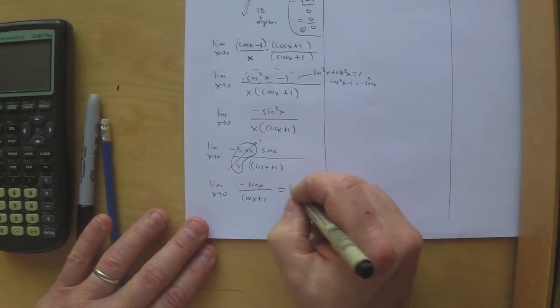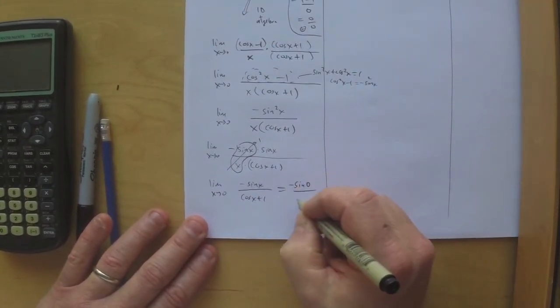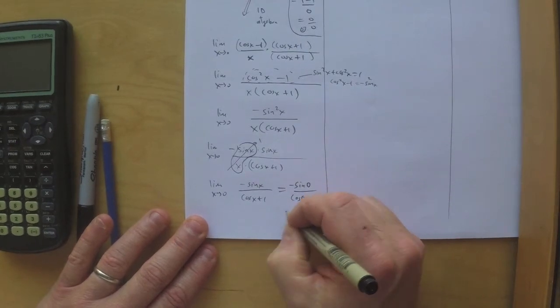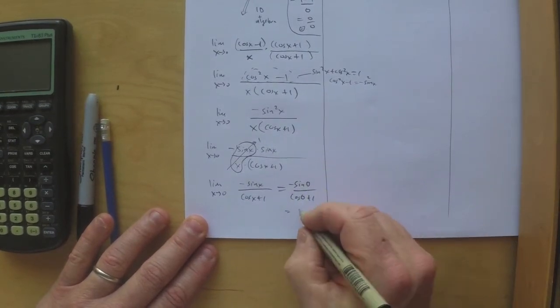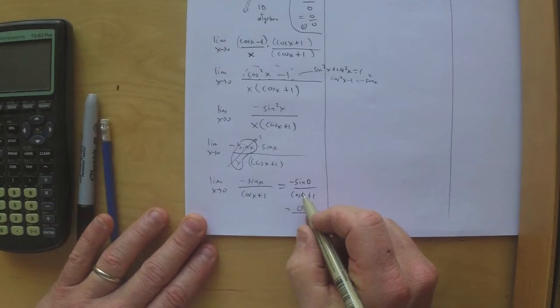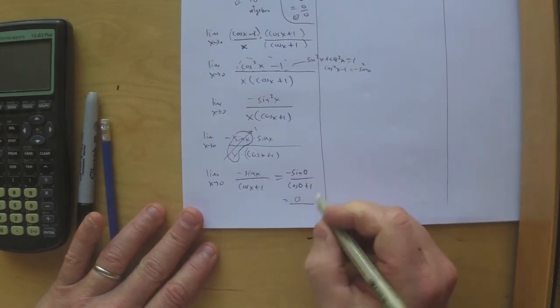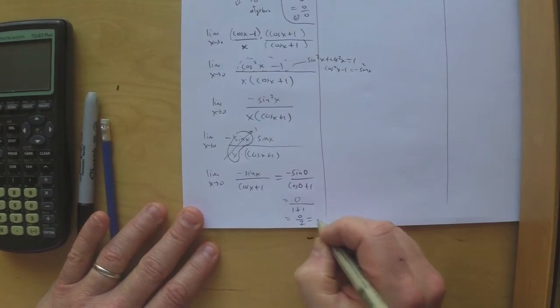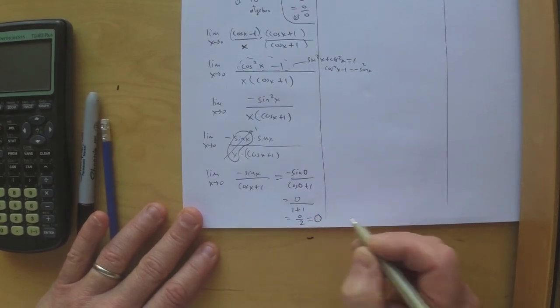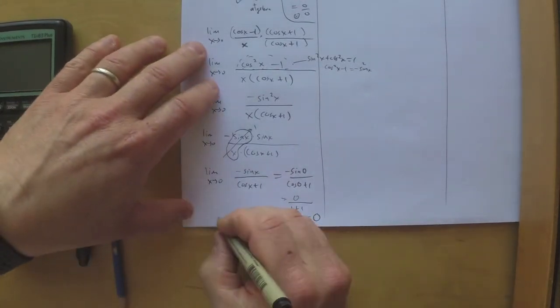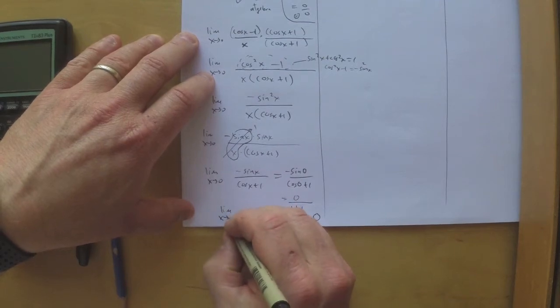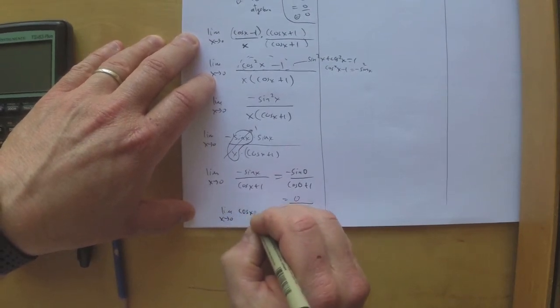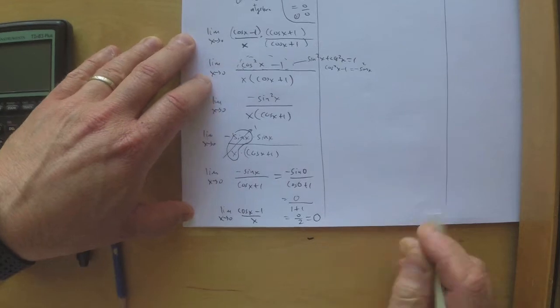Please, please, please, when I plug in 0, give me an answer. Negative sine 0 is 0. Cos of 0, though, is 1. Ooh, 1 plus 1. I like that. 0 divided by 2. That's a nice number. That's 0. So there's my answer. The limit as x approaches 0 of cos x minus 1 over x is 0.